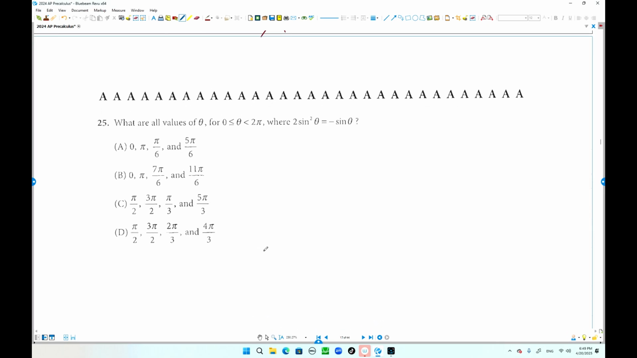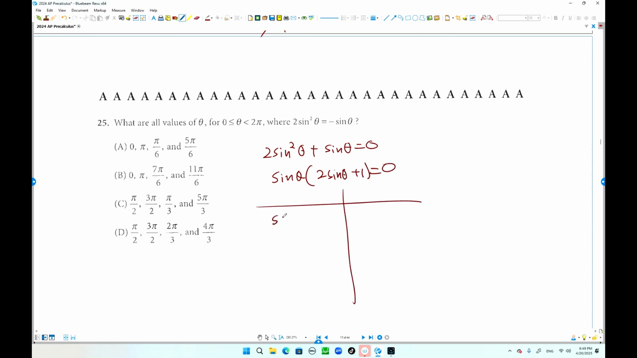The next one here is a trig equation. You cannot cancel out by dividing by sine x, because sine x can be 0 too. Okay? You need to factor. So 2 sine squared theta plus sine theta equals 0. Sine theta is common. Sine theta times (2 sine theta plus 1) equals 0. From here, we get sine theta equals 0 and sine theta equals negative 1/2.